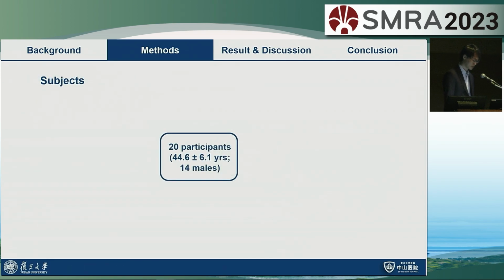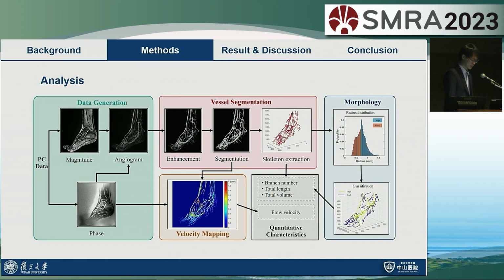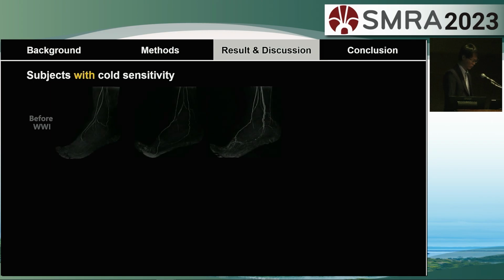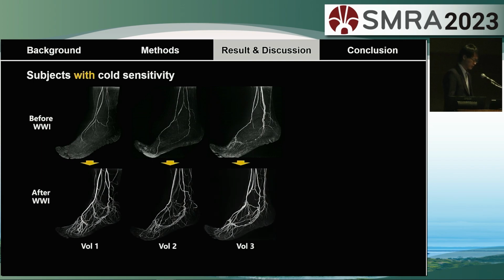We recruited 20 participants, including healthy volunteers and several patients, and 6 of them reported cold sensitivity, which means that they often feel discomfort when their feet are exposed to cold. And we developed this quantitative analysis method. Let's look at the results. For subjects with cold sensitivity, we can see that PCMI could not visualize the arteries very well because of the slow blood flow. But after warm water immersion, the visualization was greatly improved, including those small distal arteries.